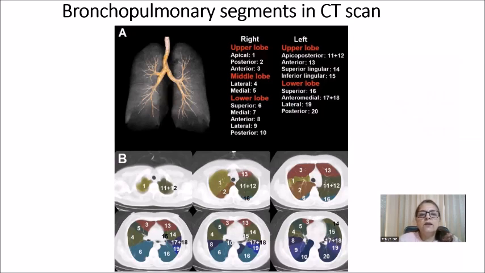CT scan is the gold standard of investigation for identifying the bronchopulmonary segments. We can see in these sections, when we move from apex to the base of the lung, we can visualize almost all the segments. If we do digital reconstruction of these slices, we can have a nice view of all the segments mapped in the complete lung.